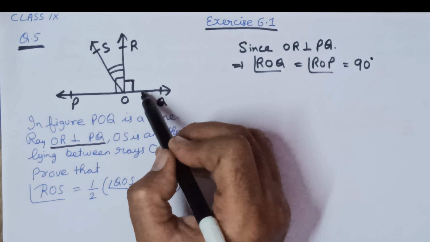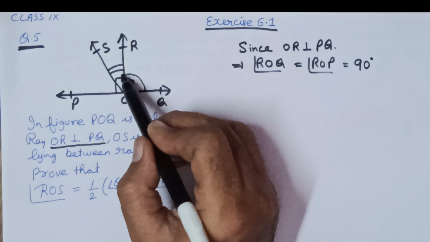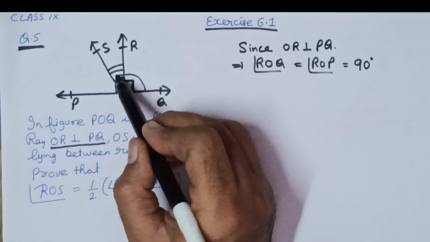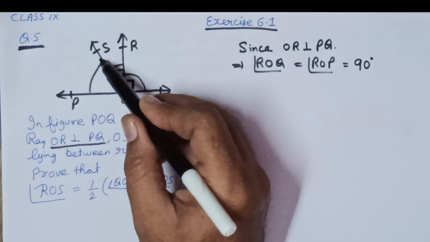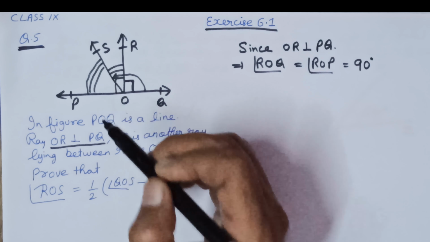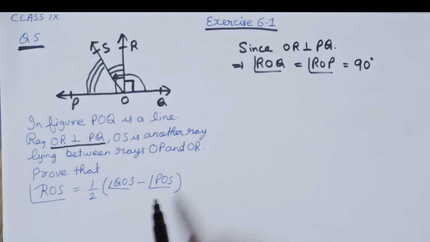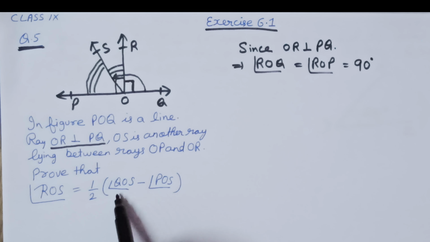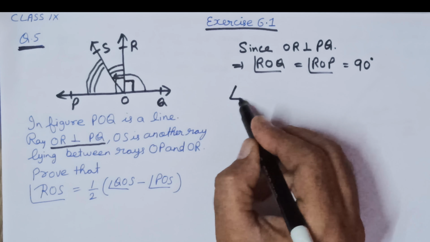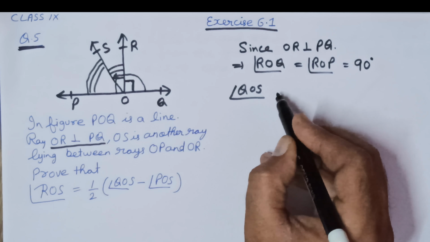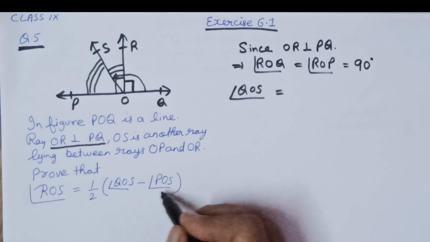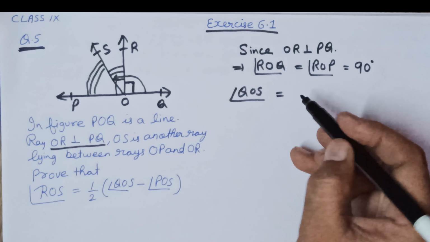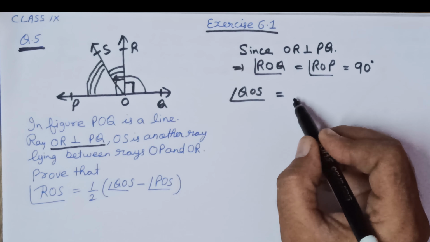QOS, from Q to OS, this very angle, and POS means this very angle. See, difference is required, so let us find them separately. This is the best way. QOS separately we find, subtract and try to reach to this result. You will just enjoy while doing it.